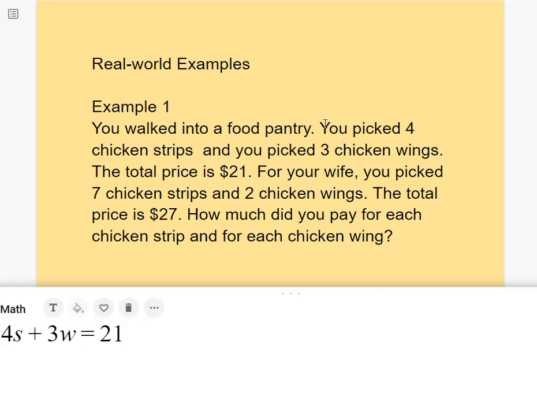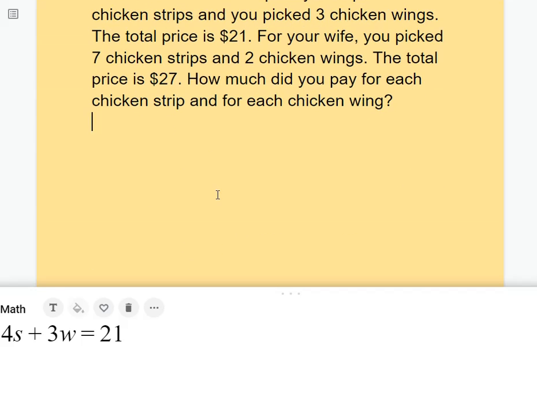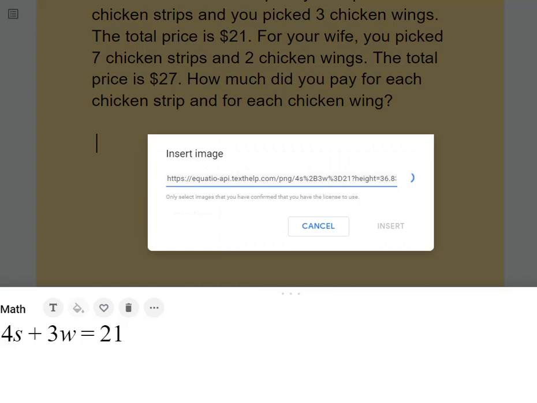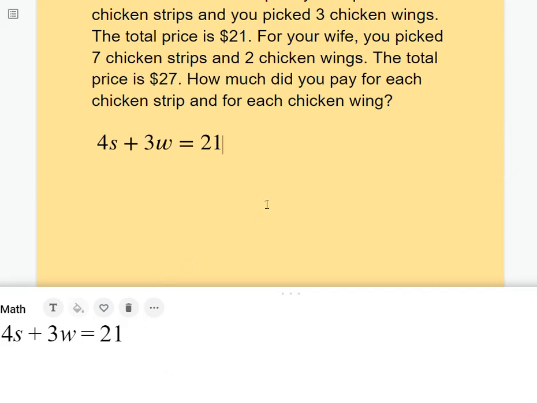So what I'm trying to make you understand is you picked up these 4 strips, and in mathematical terms "and" means a plus. Whenever you say and, 4 and 3 means 4 plus 3. So we'll put it on there like that. That's how we'll translate that into math language. So let's put it on there for you, that way you can see it right there.